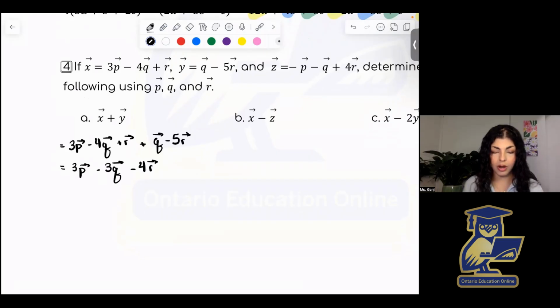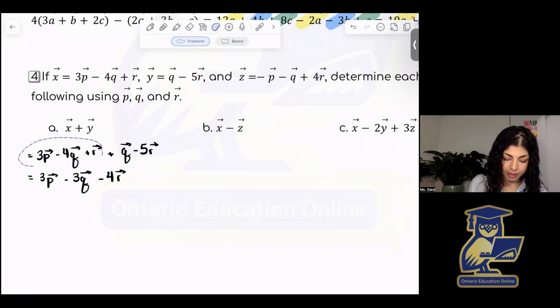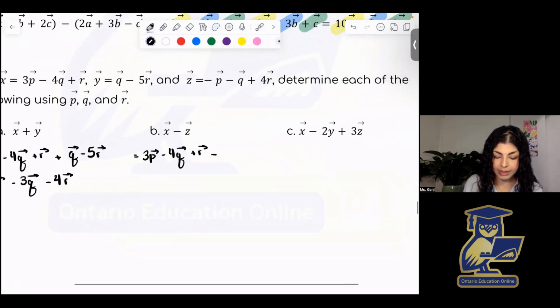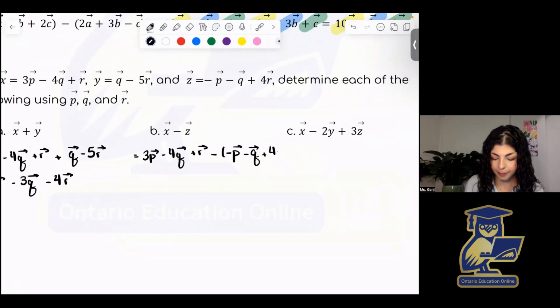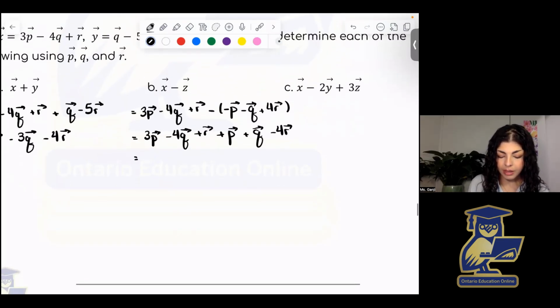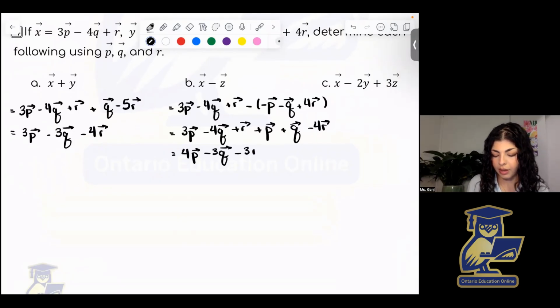And I don't have to distribute anything here, so this will just be 3p minus 3q minus 4r. Now, in this part, I'm going to start with my x. I do have to account for when I am subtracting z here, I'll have the bracket. So then when I'm distributing it, I do have to distribute out that negative, which will give me plus p plus q and minus 4r. And now this will give me 4p minus 3q and then minus 3r.